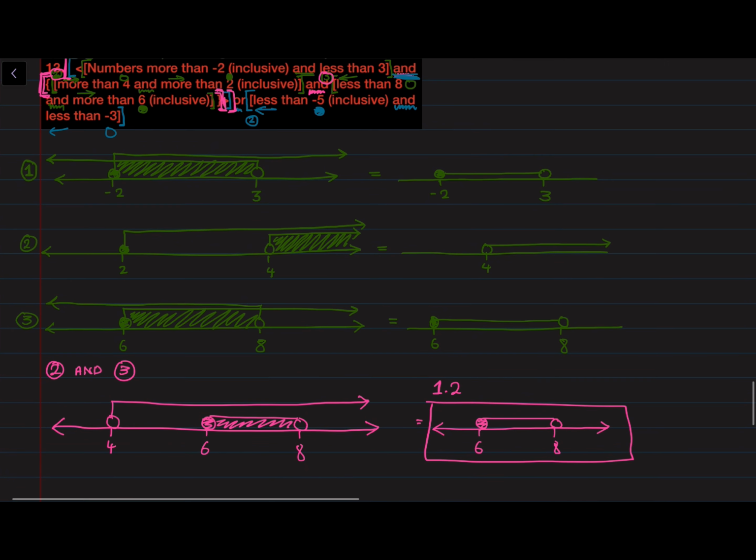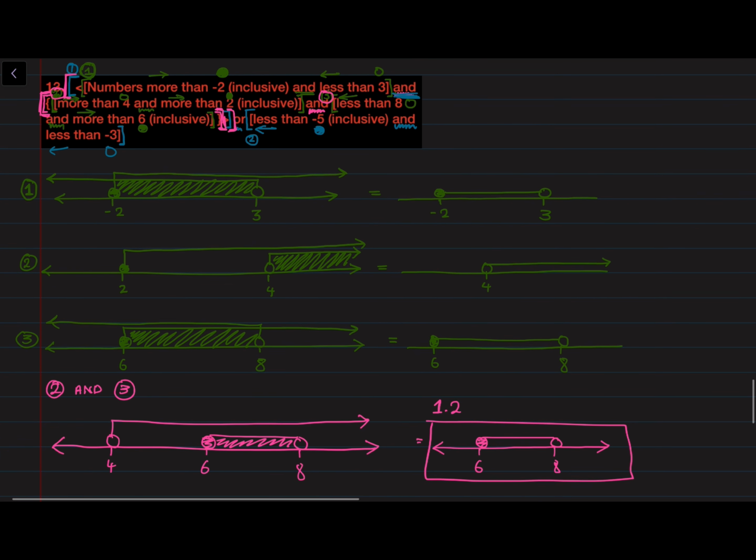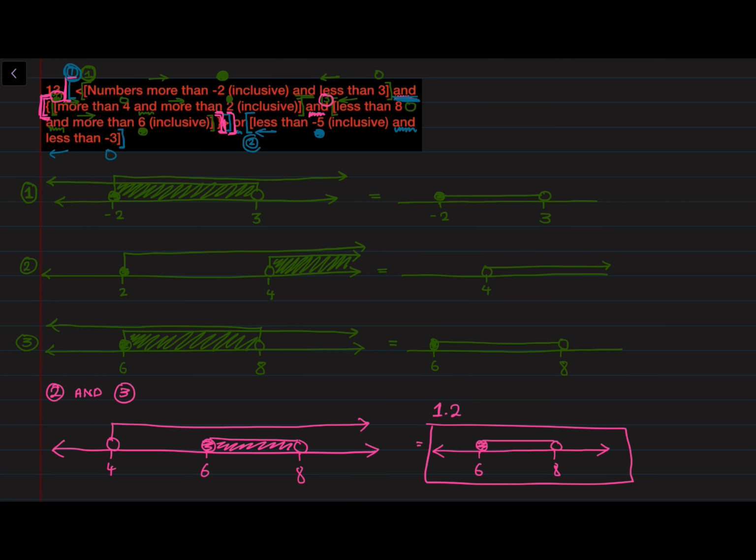And numbers that are less than -3, and -3 is excluded. It's AND, so we're looking for an overlap, so it'll be that region. Then we have a final answer of the region where we're looking at numbers that are less than -5, where -5 is included. Now between 1 and 2, if we see over here, we have an OR operator. That means that we want the maximum possible range.